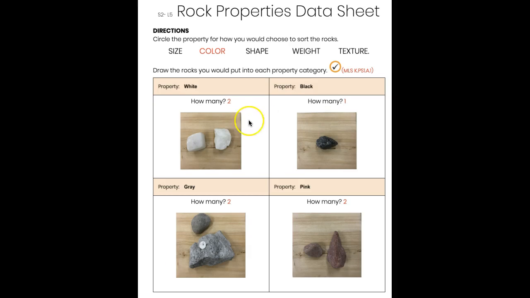For example, this group had a category for white rocks, black rocks, pink rocks, and gray rocks. They wrote how many rocks they had of each of these colors. And then if your students are ready for it, have them write the color, the property that they chose. If students aren't ready to write out the property that they chose, you can have them verbally tell you.